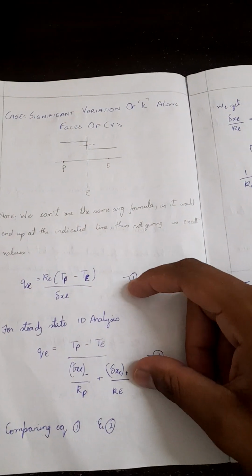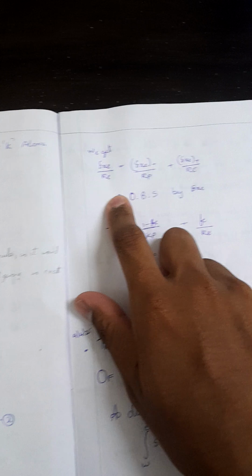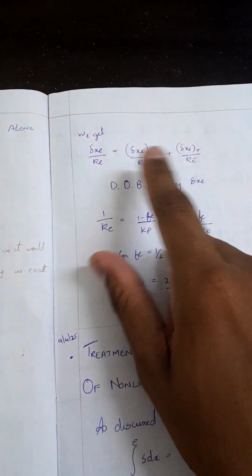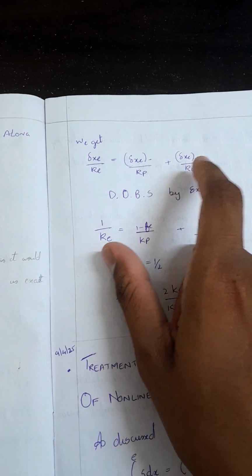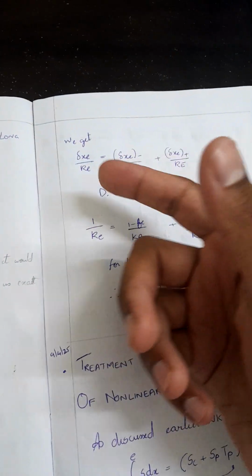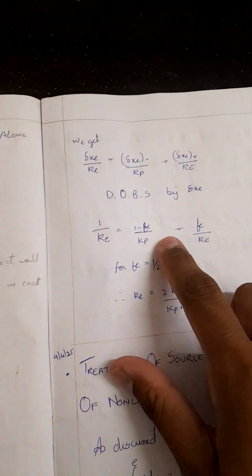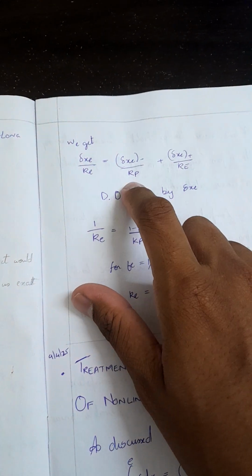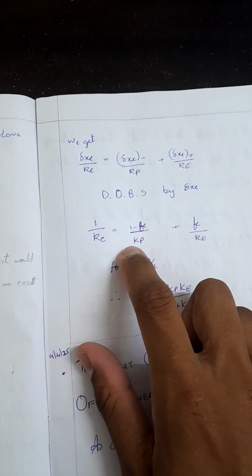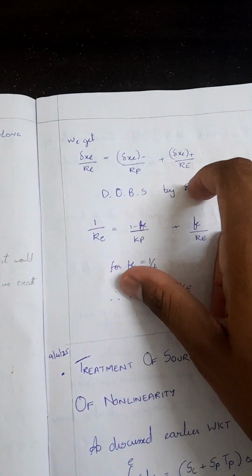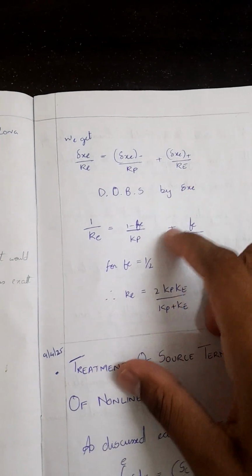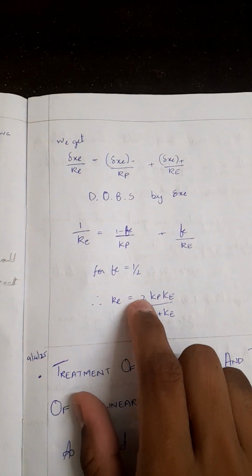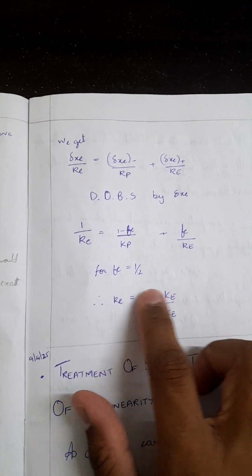When I compare these two equations, I can write delta XE by Ke as delta XE negative by Kp plus delta XE positive by Ke. I divide both sides by delta XE and I'm left with my interpolation factors again. As I told you, delta XE minus by delta X would be 1 minus Fe, and delta XE plus by delta X would be Fe. Now when I plug in 1/2 for Fe, that is, e is exactly at the center point, I would get my thermal conductivity as a harmonic mean.